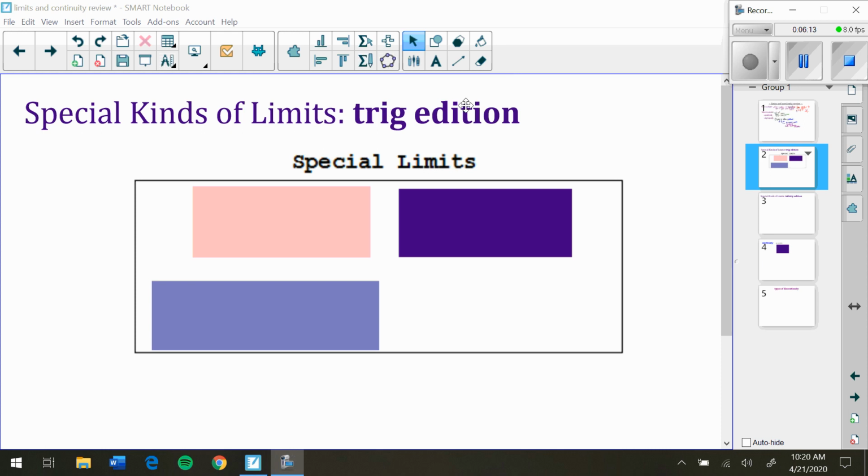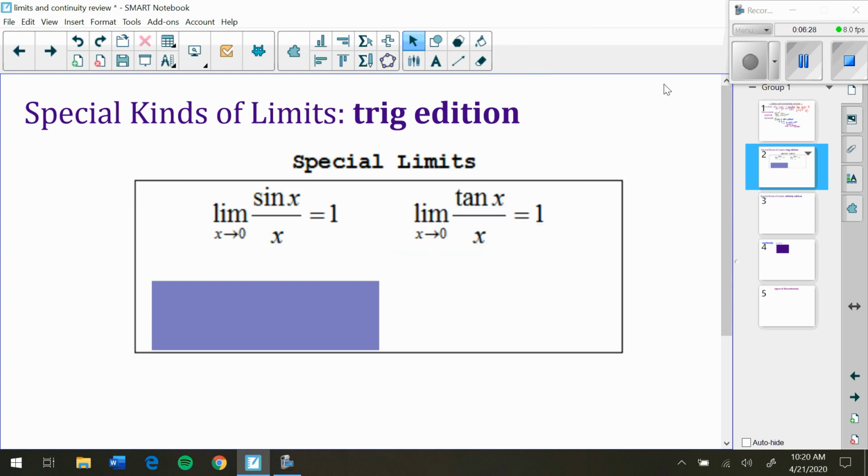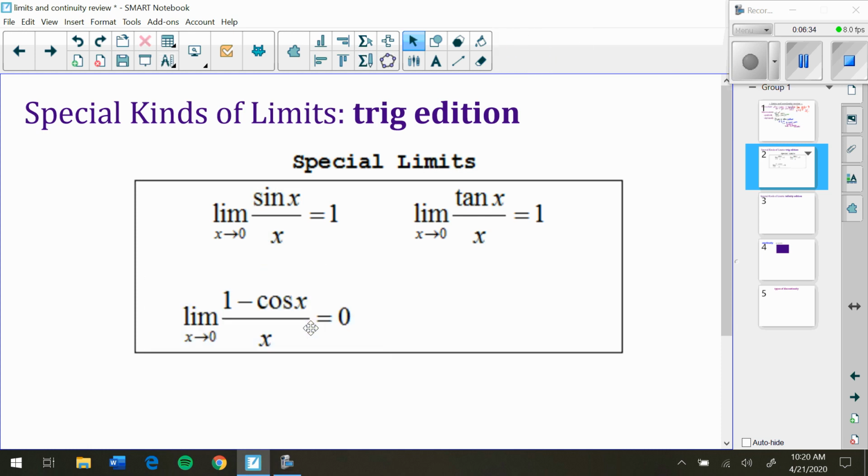The first is about our trig limits, and these were those 3 equations that I said you just kind of have to know. If you ever see the limit as x approaches 0 of sine x over x, that will be equal to 1. Similarly, if you ever see the limit as x approaches 0 of tangent x over x, that limit is also 1. And last but not least, the limit as x approaches 0 of 1 minus cosine of x all over x is equal to 1. These are the 3 that I would expect you to know.